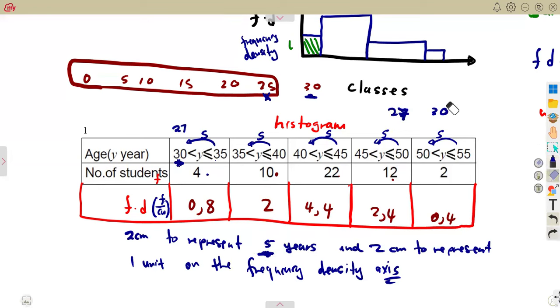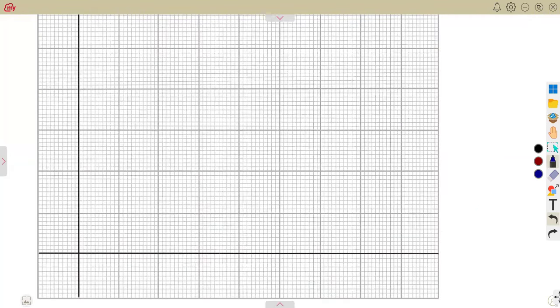Because you're given a scale, 2 centimeters to represent 5 years. Is that number a multiple of that given scale? If it is a multiple of that, you can start on that number. 30, it's a multiple of 5. So we can start at 30 on our graph here.